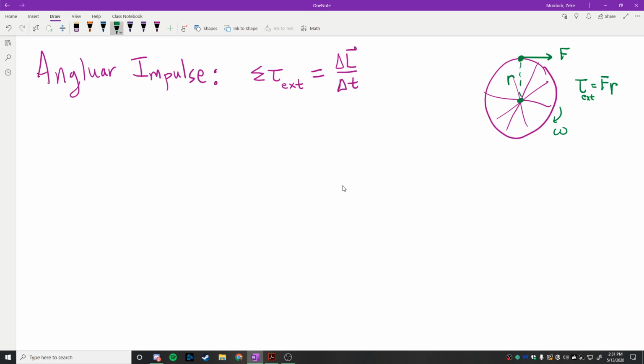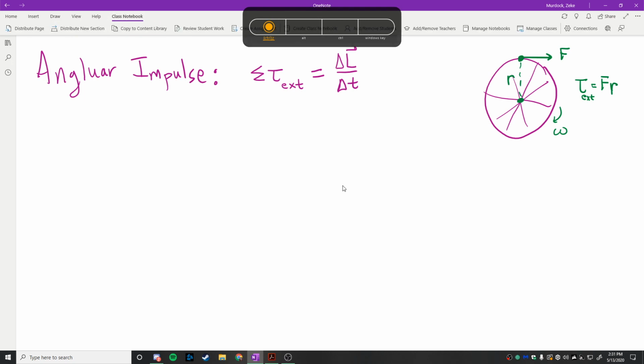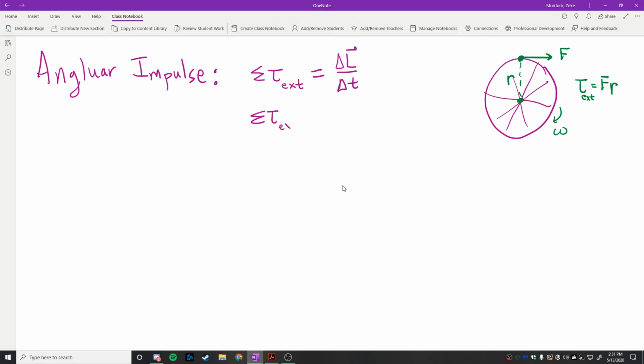So in order to understand what's happening here, we need to multiply delta t to the left-hand side of this equation. The net external torque multiplied by the time interval over which the torque acts should be equal to the change in angular momentum of the system. The change in angular momentum of the system is going to be L final minus L initial. And this quantity on the left-hand side, the torque multiplied by the time interval, is called the angular impulse, okay?